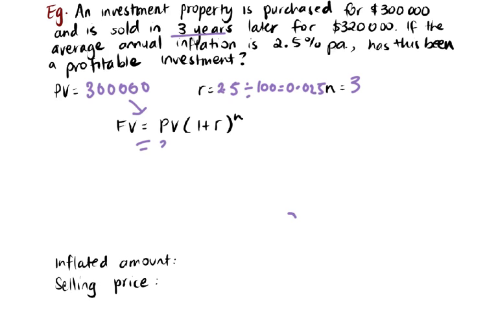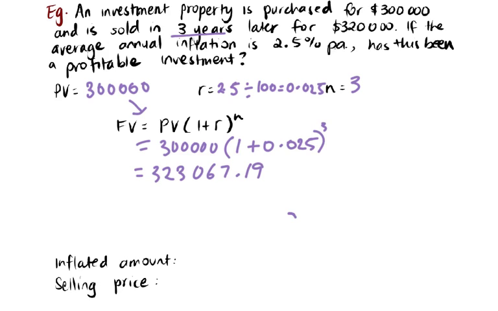The first thing we're going to do is substitute these values back into this formula. The present value is 300,000, open bracket, 1 plus 0.025, to the power of 3. Once calculated, we get $323,067.19, rounded to 2 decimal places. So what we should be getting in 3 years is $323,067.19.